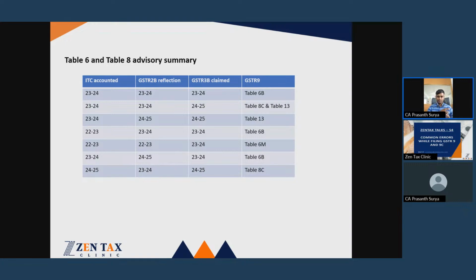I'm not repeating that. What I have already said about tables 6B, 6, 7 and 8, I have only consolidated and given here. For any reference, please take a screenshot of it and follow accordingly.